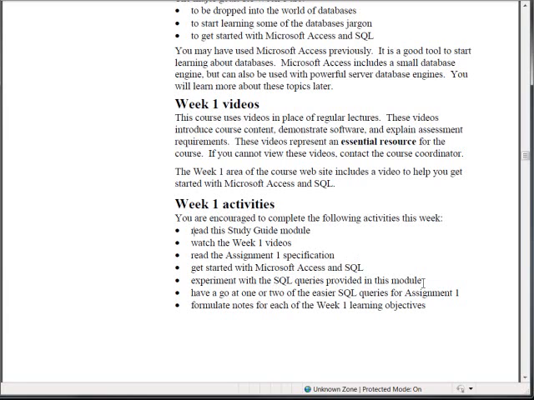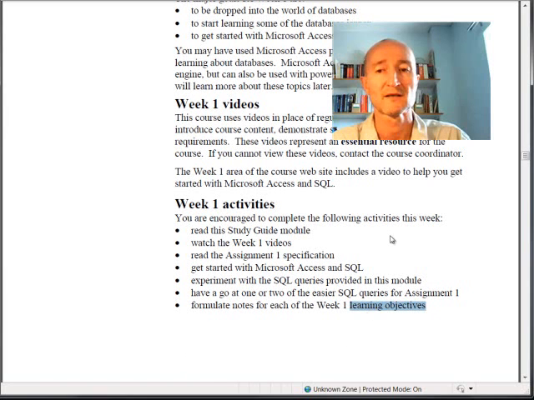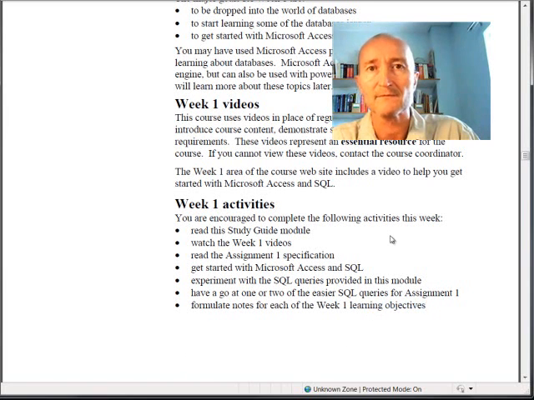From what you learned from your experimentation with the queries provided in this study guide, you should be able to look at the information requests in assignment 1 and start to formulate some SQL queries to answer those information requests. So the assignment 1 information requests are designed so that they start fairly easy and become more challenging. So you might be able to formulate queries to answer the first couple of information requests this week. And your last job for week 1 is to start working on your notes for the learning objectives. So that's it for week 1. Good luck with that.